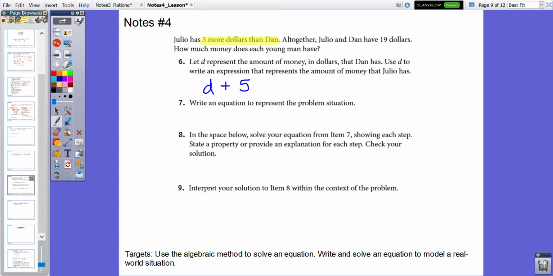For number 7, write an equation to represent the problem situation. Okay? So without using variables, we know that the amount of money that Julio has plus the amount of money that Dan has is equal to 19. But we want to write it with the variables here. So I'm going to write that over here. We know that Julio, like we saw in part 6, is whatever Dan is plus 5. And then Dan is right by himself. And then we know that that's going to be equal to 19. Once again, if we wanted to, we could put this in parentheses to represent what Julio has, but we don't necessarily have to do that.